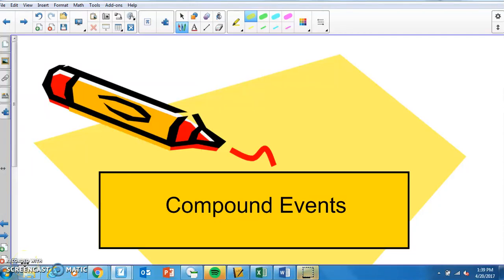All right, our final section of this unit on probability deals with what's called compound events. We have talked about simple events, which is where one thing takes place, such as flipping a coin, rolling a die or dice, pulling a marble out of a bag. But now we're going to get into what is called compound events.